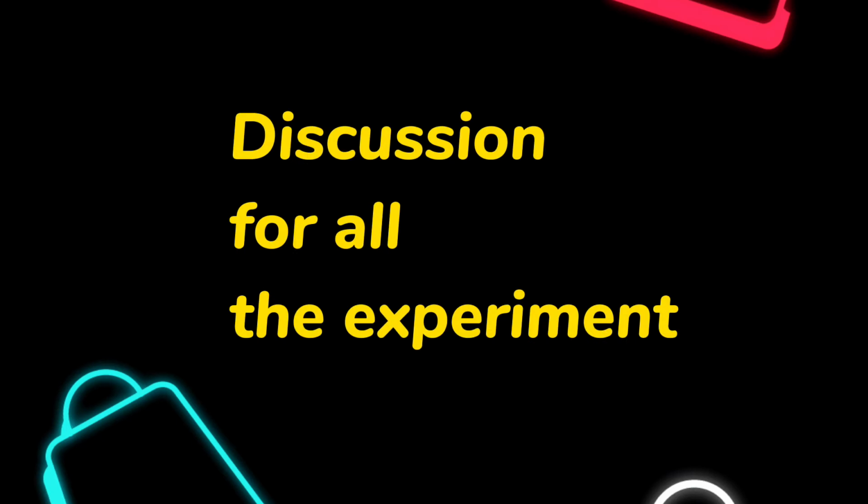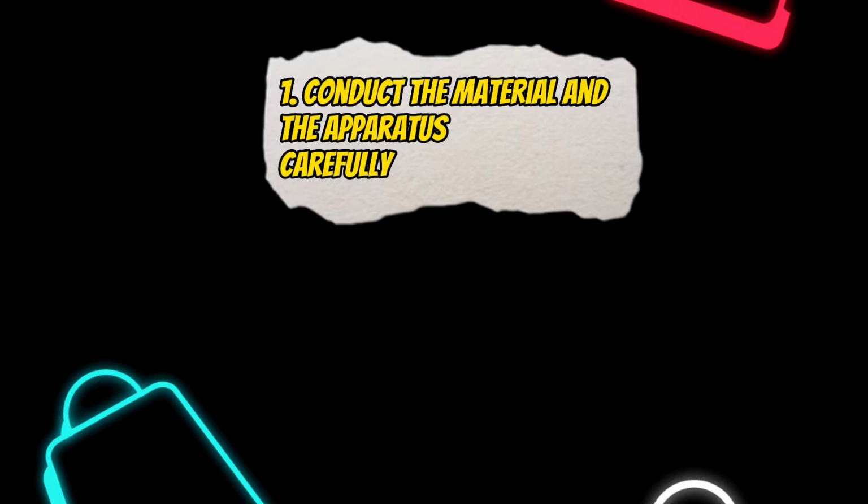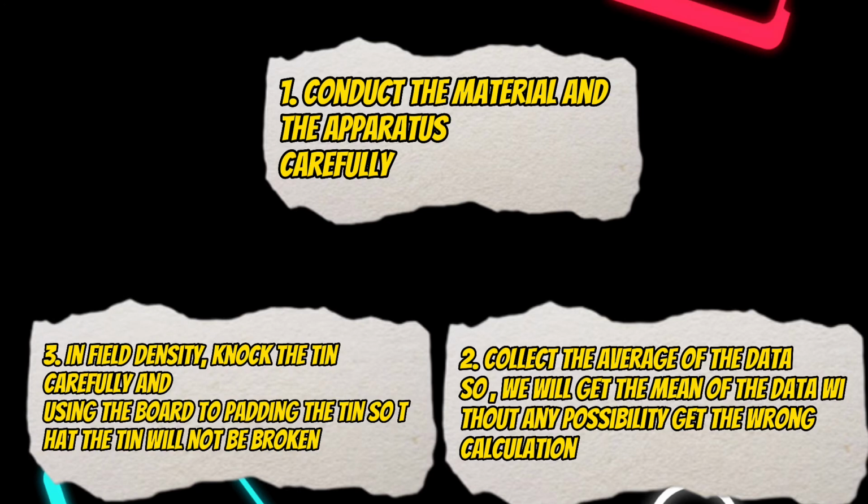Discussion for all the experiments. From the lab experiments that I have done in this video presentation, I am able to state the precautionary measures in conducting the experiment, such as handling the material and the apparatus carefully. Collect the average of the data so we will get the mean of the data without any possibility of wrong calculation. In the field density test, knock the tin carefully and use the board to pad the tin so that the tin will not be broken.